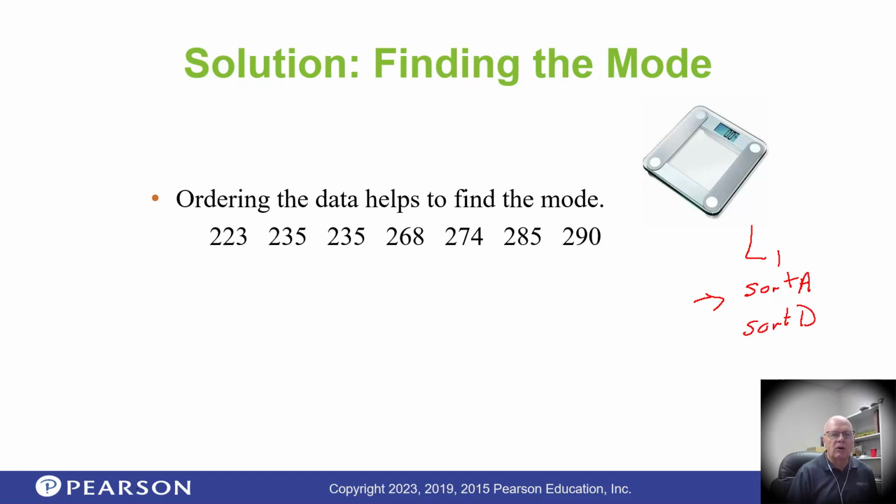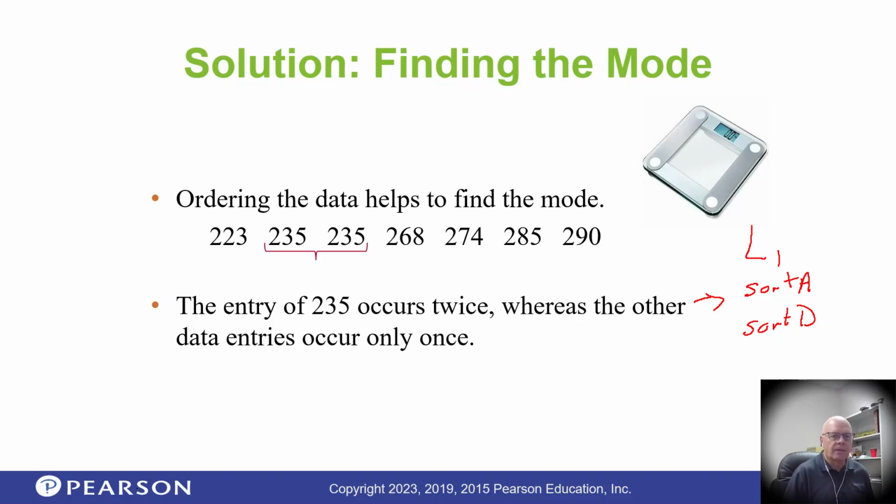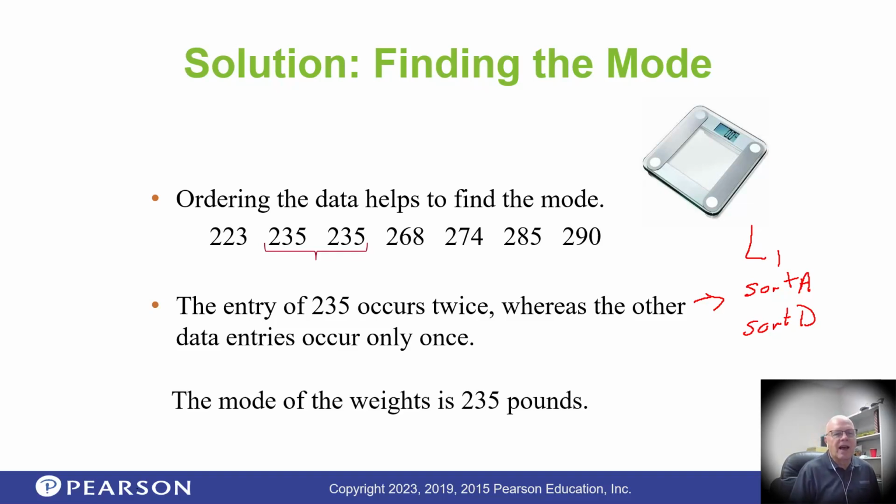So how do you find the mode? Well, once it's sorted, you can go through the list one time and find out which one happens most often. If you don't have them sorted, then you have to count how many times each one happened and find the one that happens the most. Sorting is a big deal. It's a big help. Since 235 occurs twice, and all the other ones occur only once, that is the mode, 235 pounds.